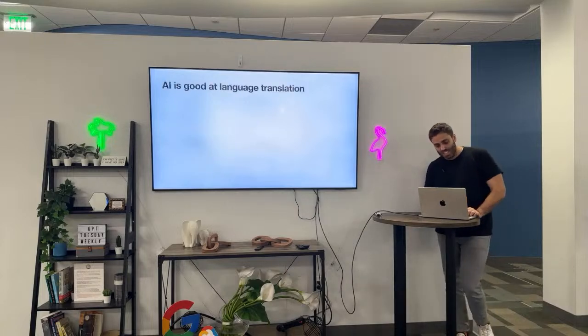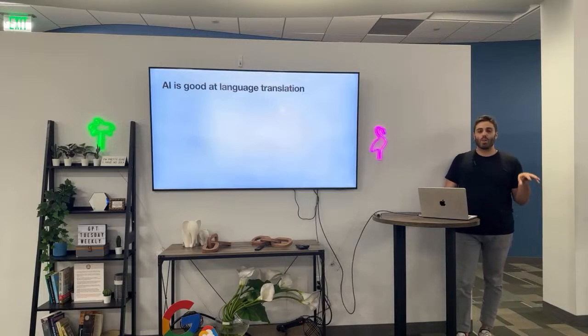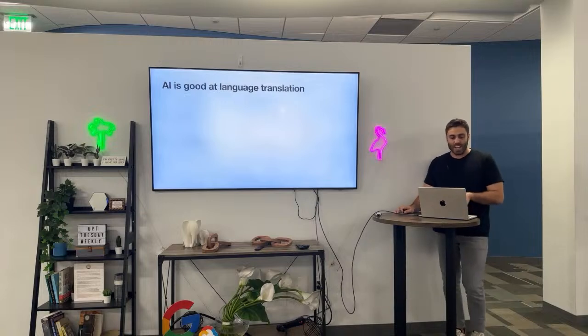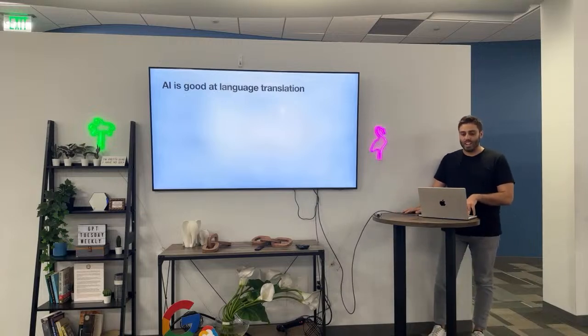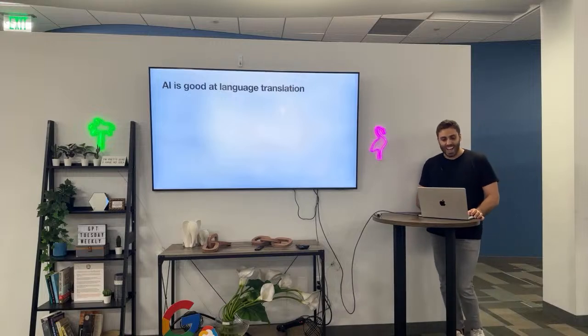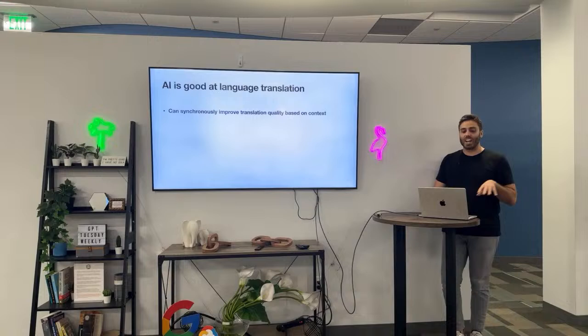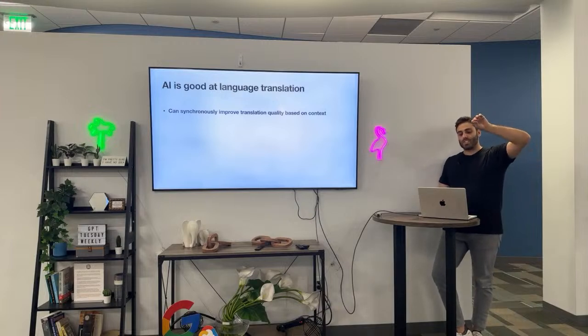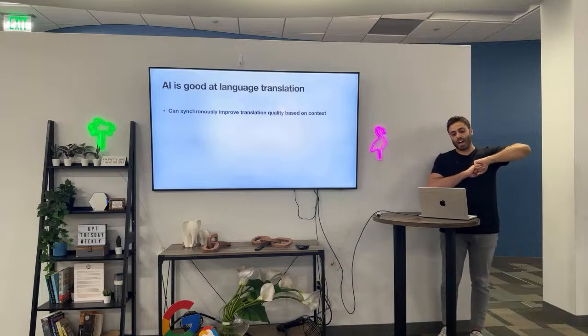And I think that this is a really good use case for where AI can solve a very real problem at a very large scale, because AI is very good at language translation. For those that haven't played around with it, even if you just want to test it out and give it a paragraph and say translate this into Spanish, it's very good at it. And it's not only that it's good at it, in my opinion, it's that there's an actual workflow to improve the translation quality based on context in a very synchronous and fast feedback loop.